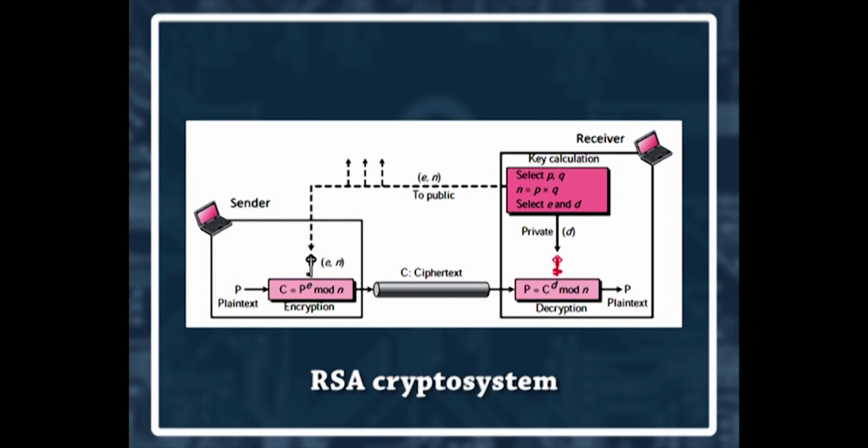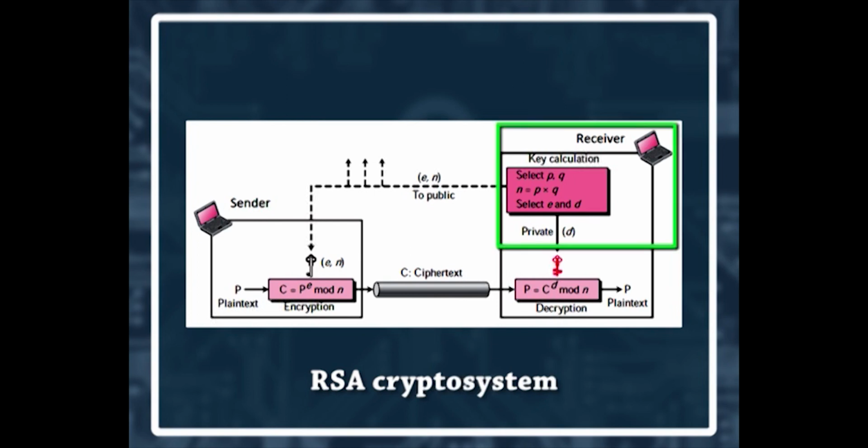Suppose P is the plain text and C is the ciphertext. The sender uses C = P^e mod n to create ciphertext C from plain text P. A receiver uses P = C^d mod n to retrieve the plain text sent by the sender. The modulus n, a very large number, is created during the key generation process.